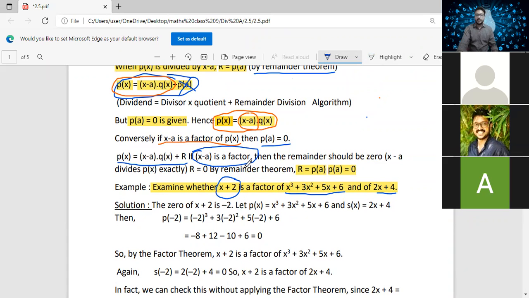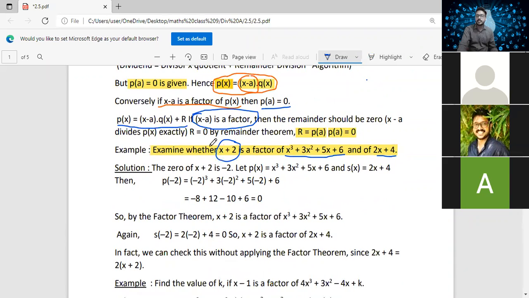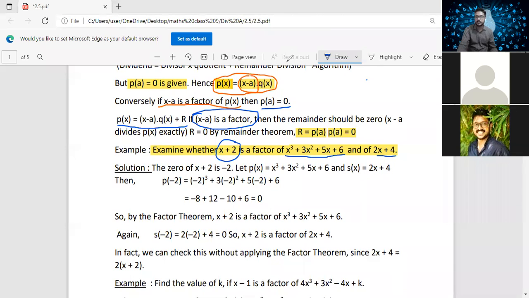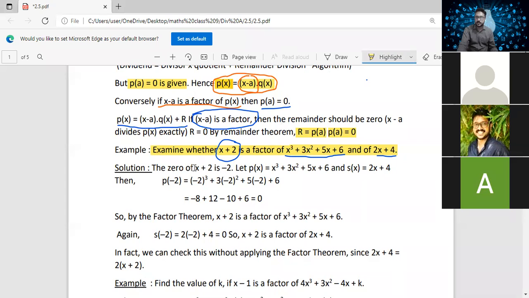Whenever you are given this kind of question, first of all you have to find the zero of that factor. You know what the zero of that factor is, right? How did we get that the zero of x plus 2 is minus 2? X plus 2 equal to 0. Putting x as minus 2 gives 0. Very good. So x plus 2 is equal to 0.